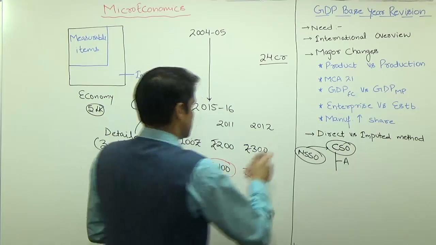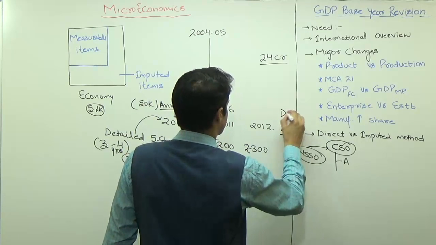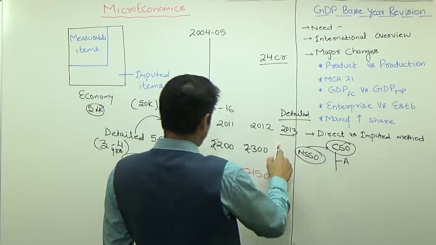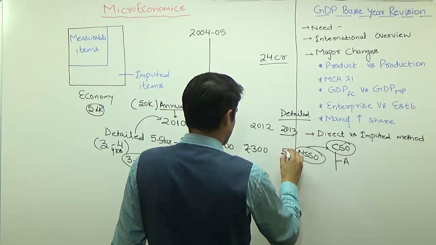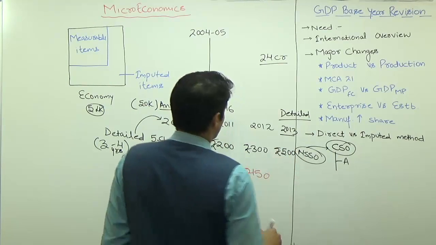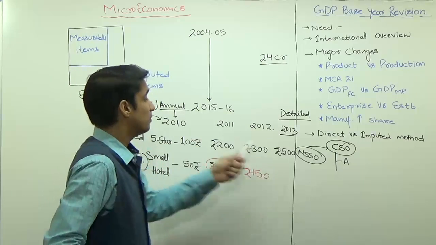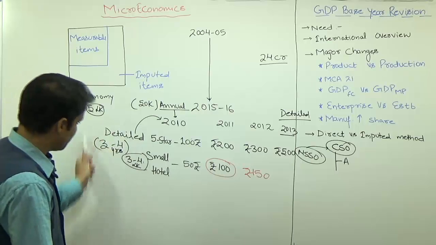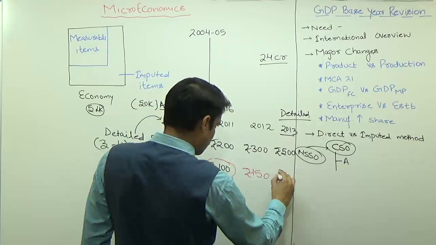And in 2013, suppose there is again a detailed survey. So now we have information on 5-star hotels, not a problem. Suppose it becomes 500. So we will not impute the value from this, because we have the actual information; the NSSO has confirmed it through the detailed survey. By this imputed method, it should be 250.